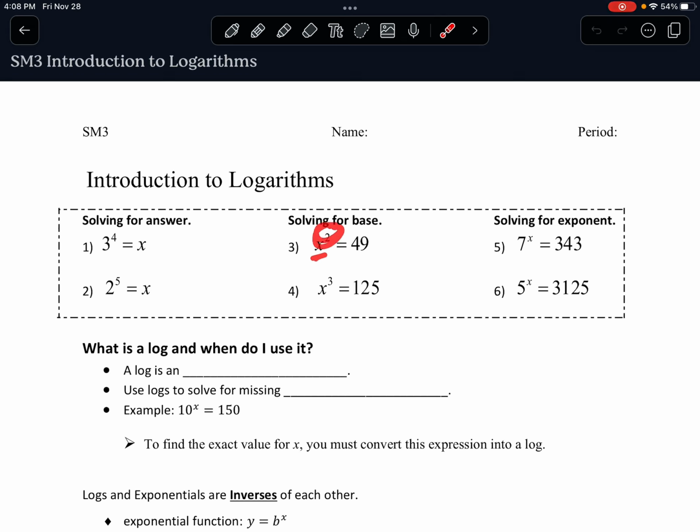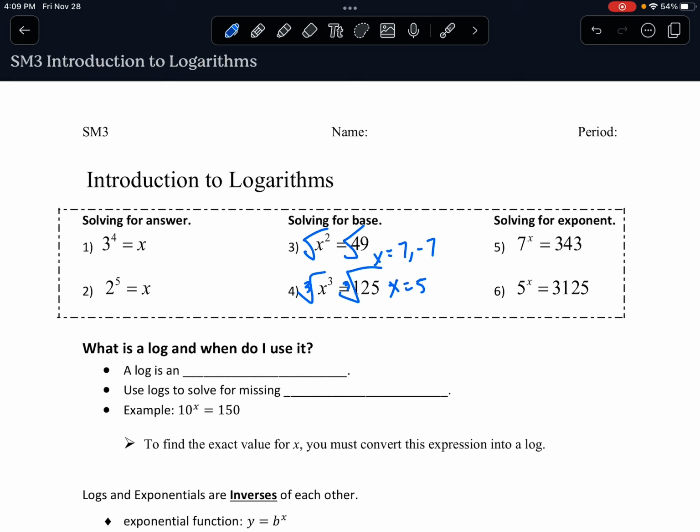How do we get rid of this 2 right here? Well, we take the square root of both sides, right? And we get x equals positive 7 and negative 7. Same thing here. We can take the cube root of both sides, and the cube root of 125 is 5, so x equals 5. Super basic.